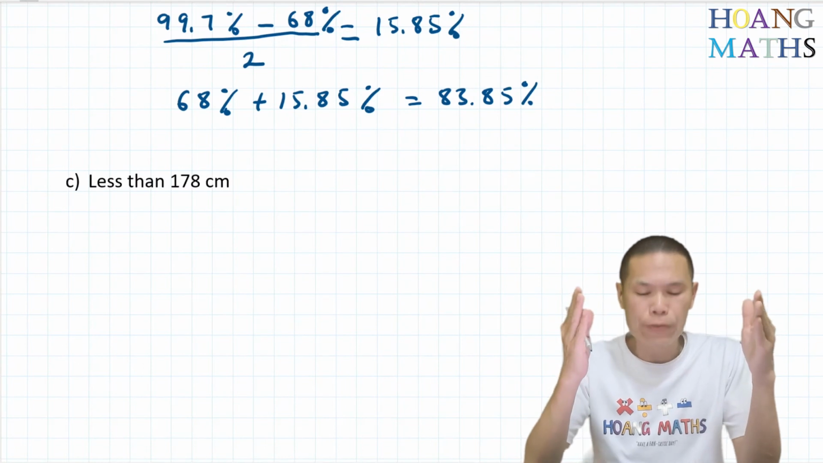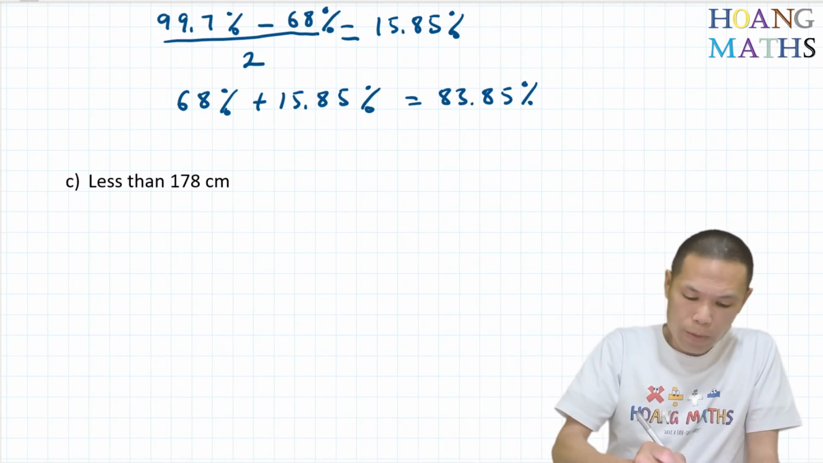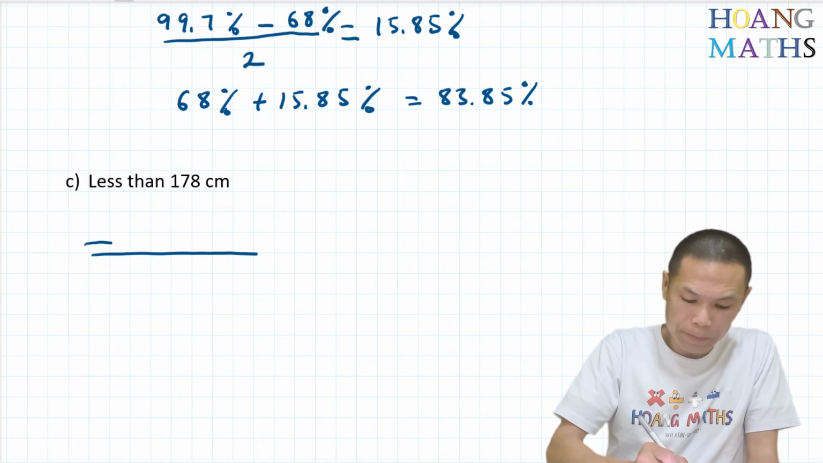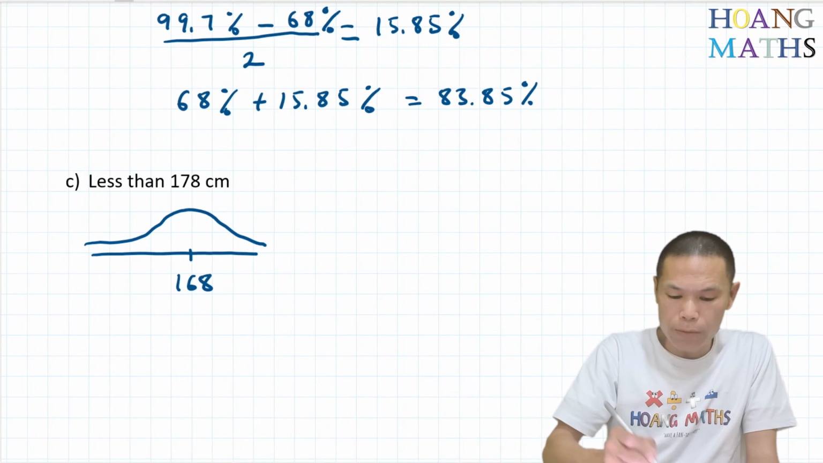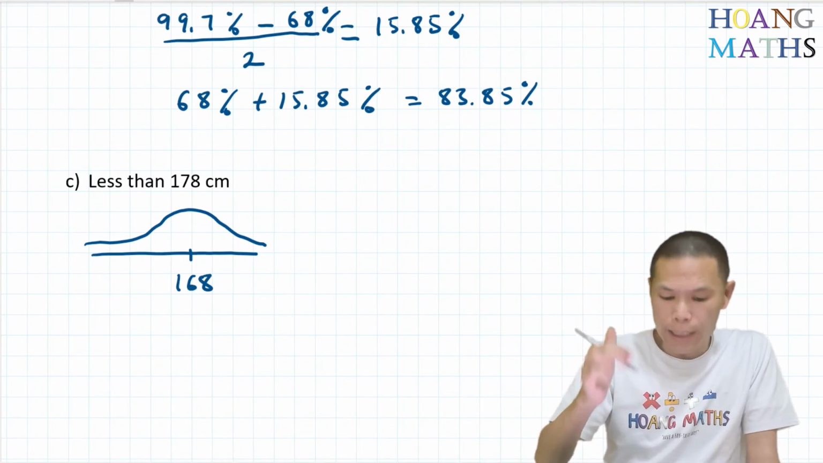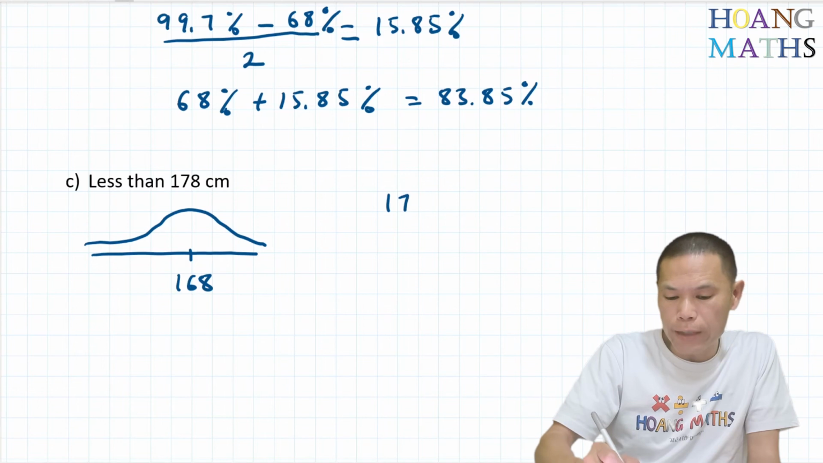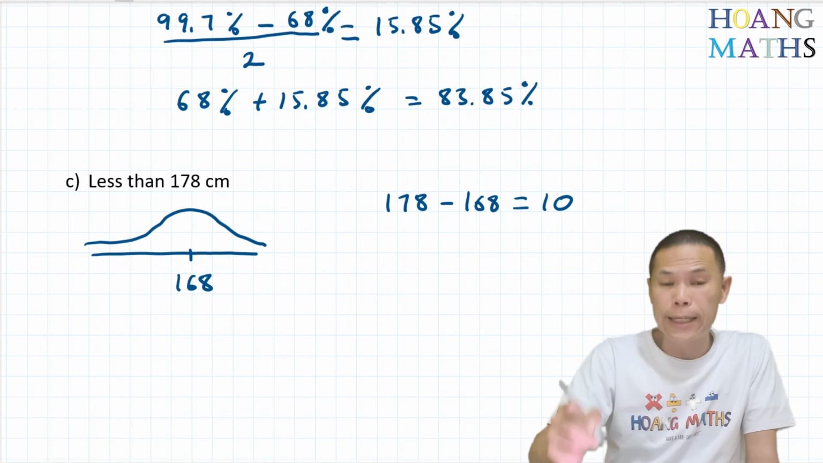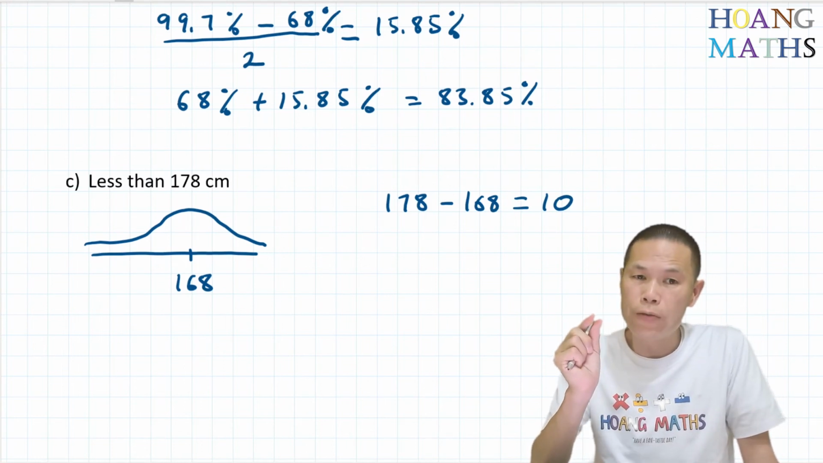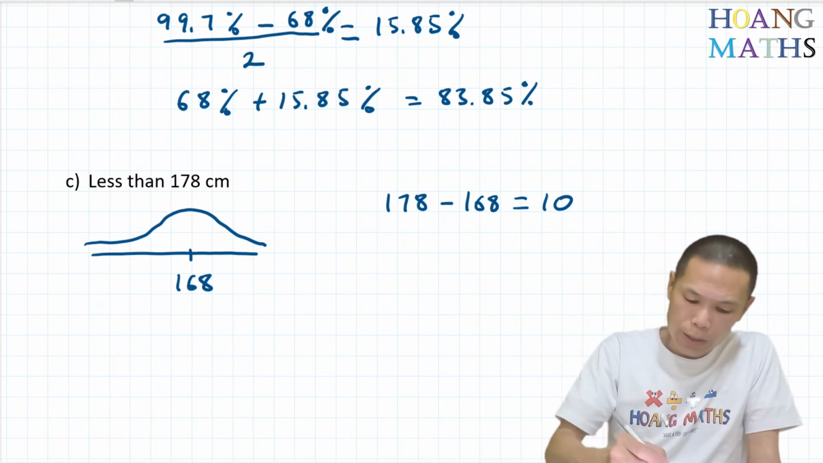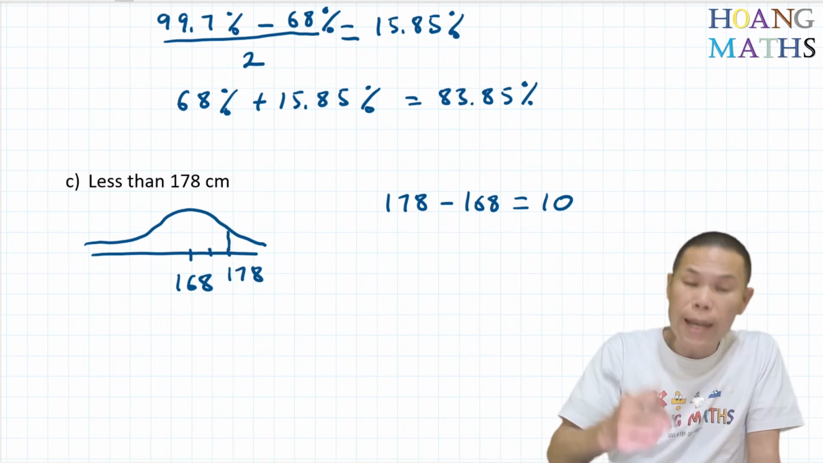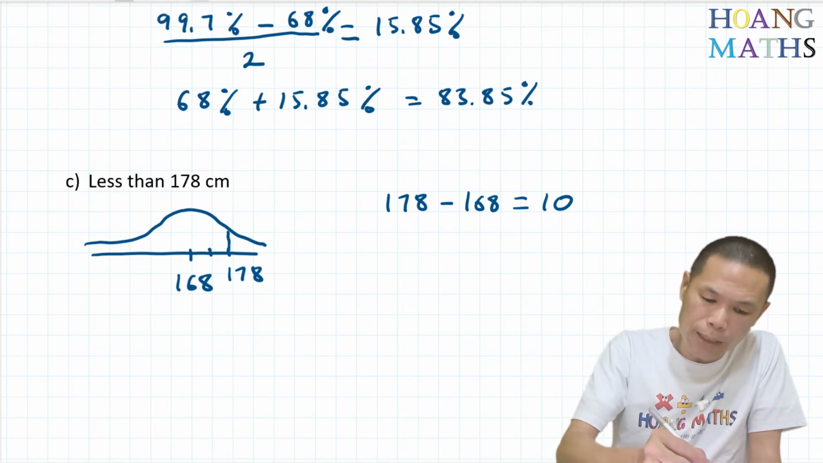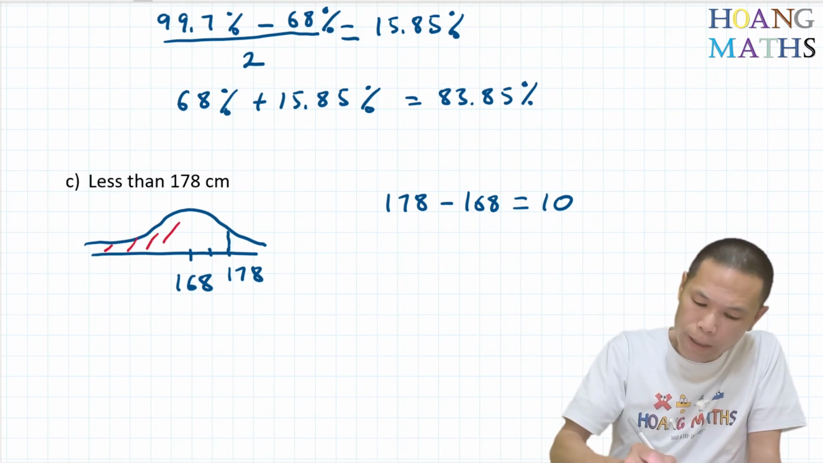Last one. So less than 178 centimeters. So let me just draw a curve first, okay? So this is the mean, that is 168 centimeters. And for 178 centimeters, we minus 168 centimeters, that gives me 10 centimeters. So that means 2 standard deviations above the mean. So 1, 2. So 178. And we want less than that, okay? So this means that we need to work out this area.